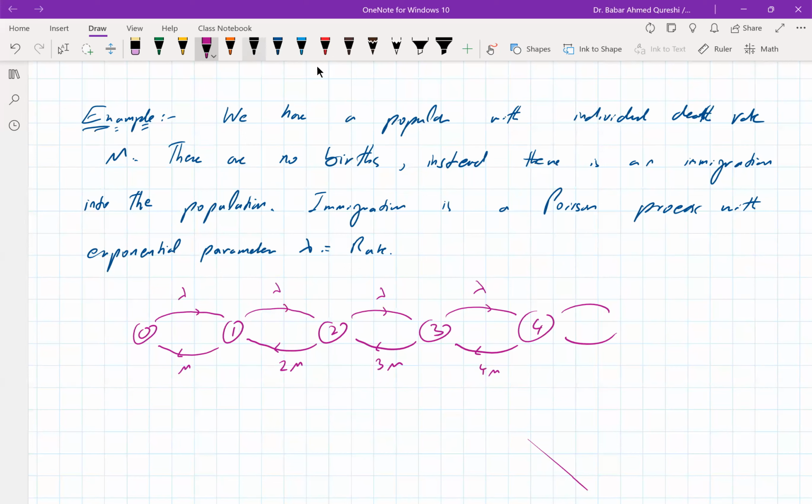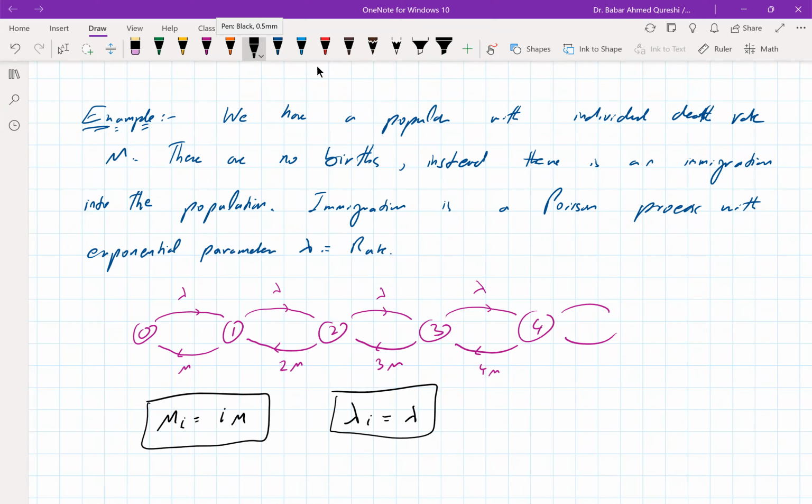So essentially the difference from the last example is that there mu I, the total death rate at the ith population level, was I times mu. And it's the same over here, where mu is the individual death rate, but lambda I is lambda. So you can think of it as a birth rate, but it's a constant, no matter where you are, what number you are, because it's a constant immigration flux. It doesn't depend on how much population you have.